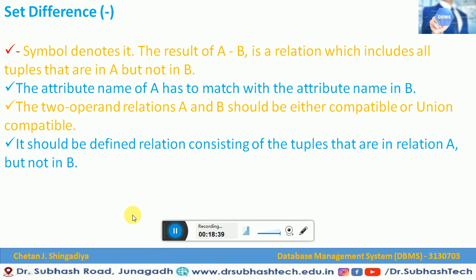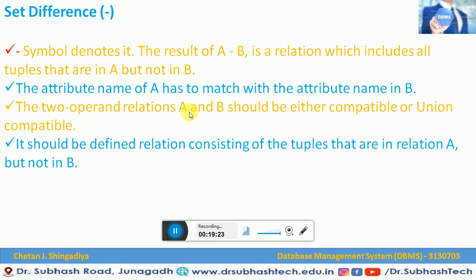Now let us understand what set difference is. The set difference operation, we can simply say the difference operation, in relational algebra is denoted by the minus symbol. The result of A minus B is a relation which includes all the tuples that are in A but not in B. This is the main meaning of A minus B. After doing this operation, the output that we receive includes all the tuples, that means all the rows, that are in A but not in B. So this is the main meaning of set difference.